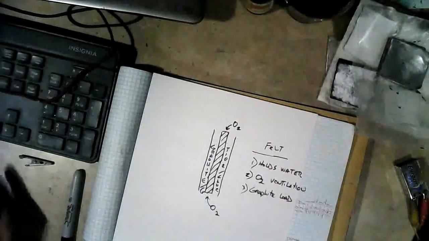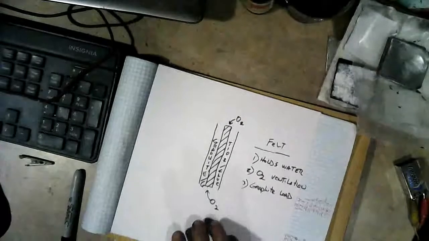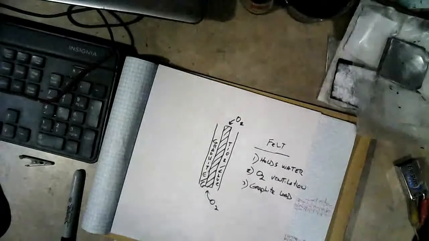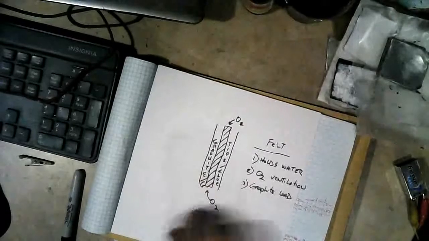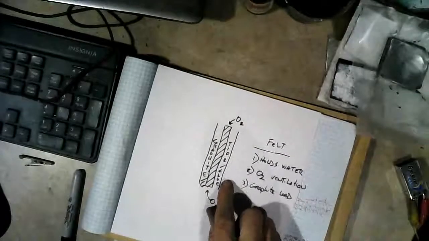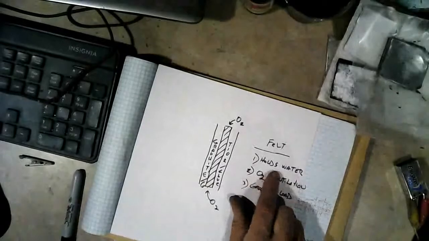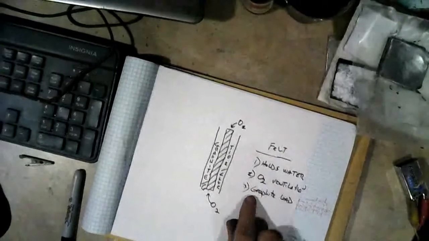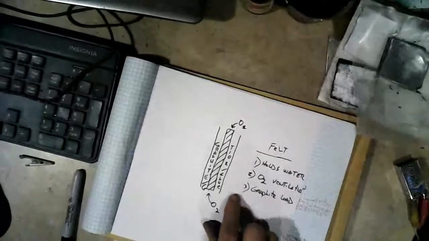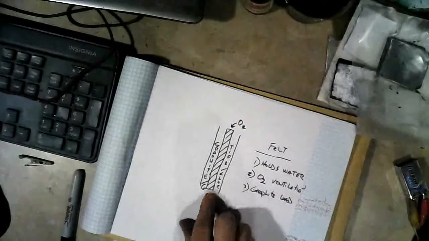Hi folks, I'm back with another battery experiment here, and this time I've got a new design that I think is going to work really well. What the problems are, we need something that'll hold water, and we need good oxygen ventilation, and we need to load a lot of graphite in it so we get a lot of current.